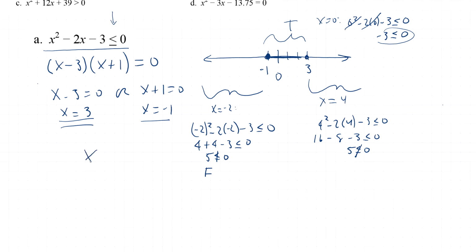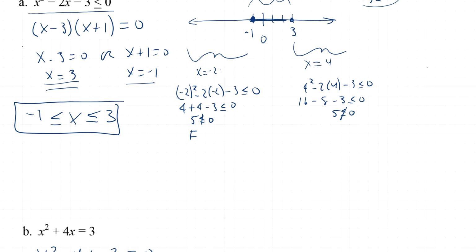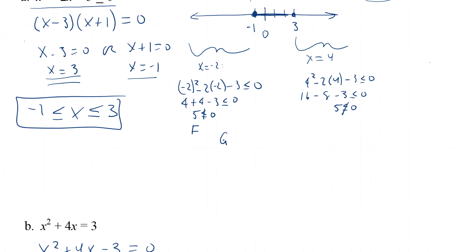So then x is going to be greater than or equal to negative 1 and less than or equal to 3. And where we have to get into this boundary testing is with inequalities. If this is an equal sign, we're looking for equals, but because of the inequality, we want to see where it makes this true.